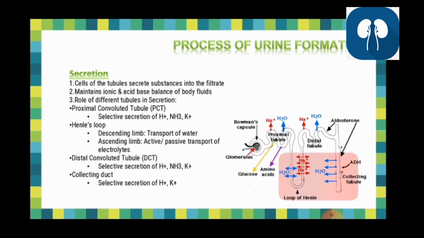Talking about the proximal convoluted tubule, selective secretion of hydrogen, ammonia and potassium occurs in the proximal convoluted tubule. Henle's loop, descending limb: transport of water. Ascending limb: active and passive transport of electrolytes. Distal convoluted tubule: selective secretion of hydrogen, ammonium, potassium. Collecting duct: selective secretion of hydrogen and potassium ions. So these electrolytes are basically secreted by these tubular structures. So finally the concentrated urine is being formed.